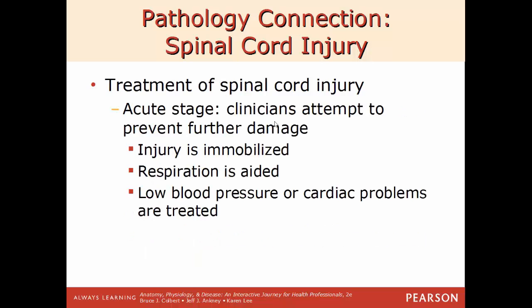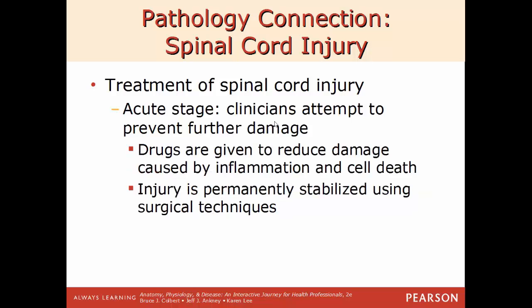Treatment of a spinal cord injury. In the acute stage, clinicians attempt to prevent any further damage to the cord. So the injury will be immobilized, respiration is aided, and low blood pressure and cardiac problems are treated. They also will give drugs to reduce the damage caused by inflammation and cell death. An injury may be permanently stabilized using surgical techniques.